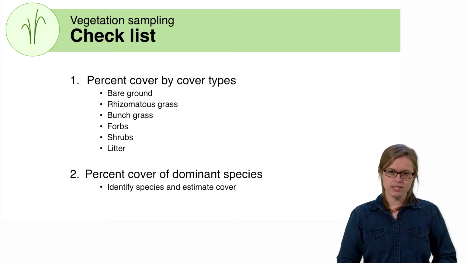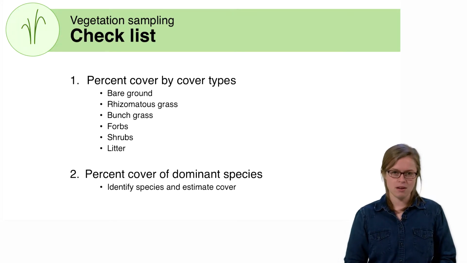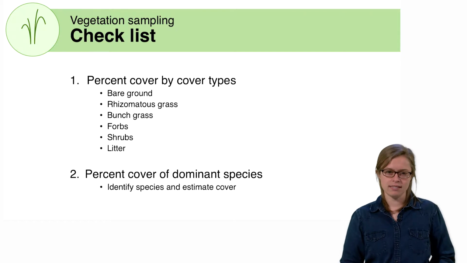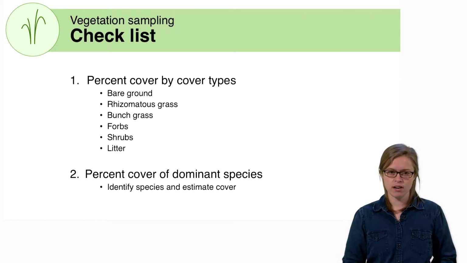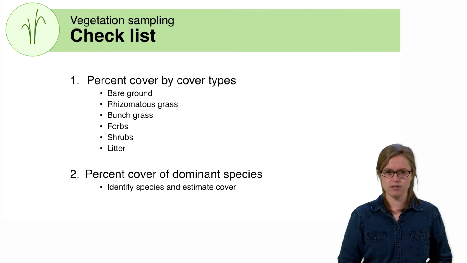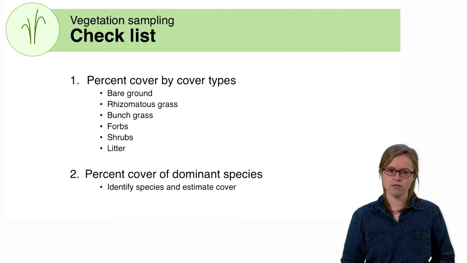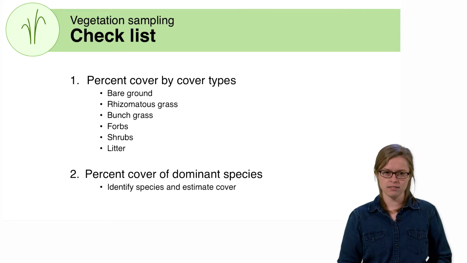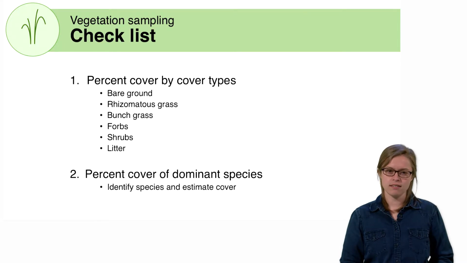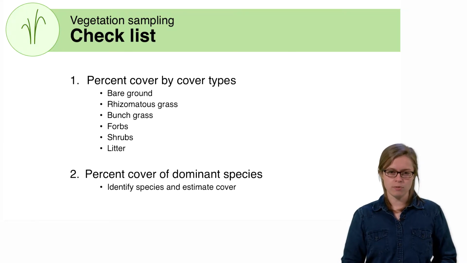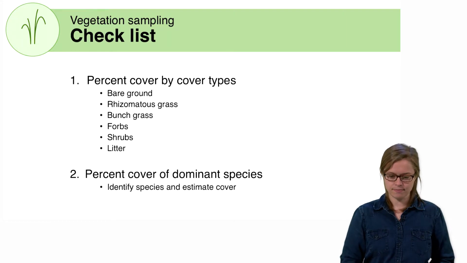Big picture, the vegetation sampling is going to consist of 2 main components. First, you'll be estimating the percent cover of different cover types. We have 6 cover types to focus on: bare ground, rhizomatous grasses, bunch grasses, forbs, shrubs, and litter. And then you'll be identifying the dominant species in the plot and estimating the cover of that species. This is our vegetation sampling, and it will occur at all 6 of the plots at each transect.